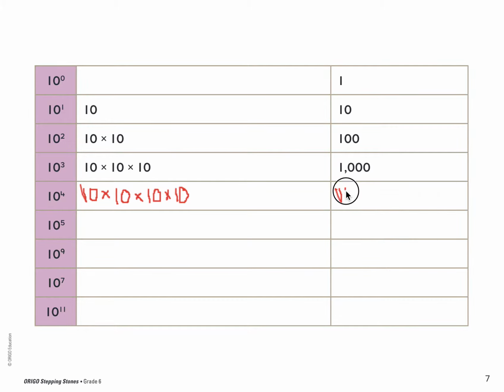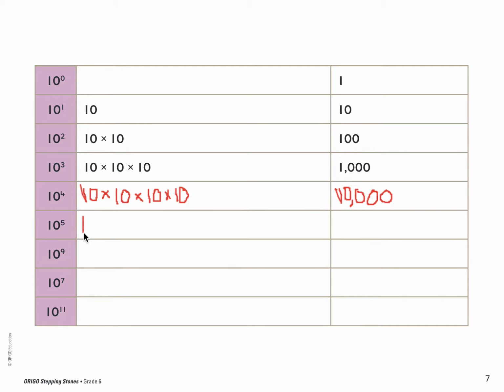1, 2, 3, and 4. Please excuse my poor penmanship here. It's tricky recording on the computer screen. Wonderful. All right. Next up, 10 to the 5th.